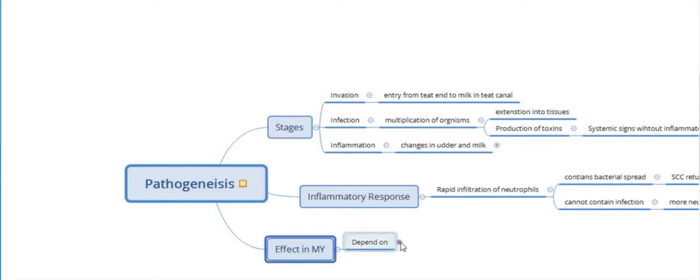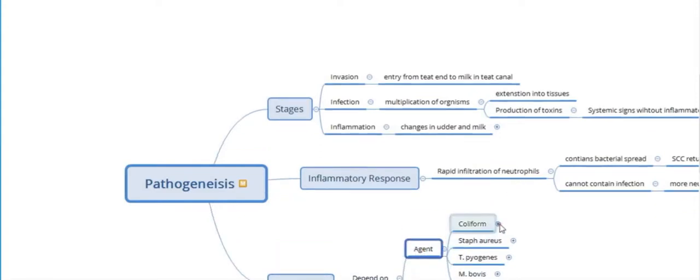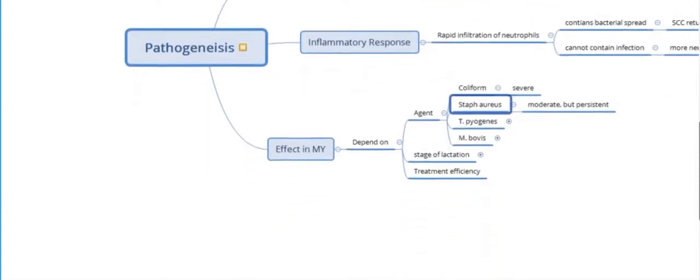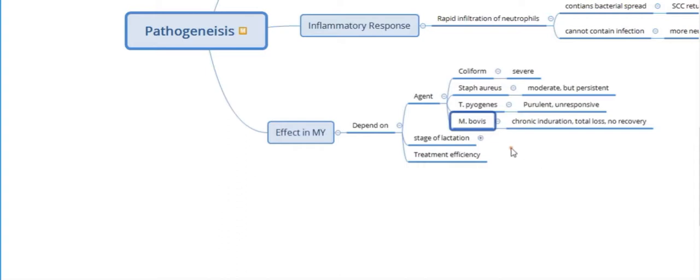Milk yield will reduce in case of mastitis, and that will depend upon the organism that has invaded. So coliforms are known to cause severe mastitis, and there will be a sharp reduction in the milk production. Staphylococcus aureus can cause moderate reduction of milk yield, but the infection will persist for multiple lactations. Then Trueperella pyogenes will cause a purulent unresponsive mastitis, and the udder is usually lost. Mycoplasma bovis is an uncommon pathogen, but it can cause chronic induration, total loss of the udder without a possibility of recovery.